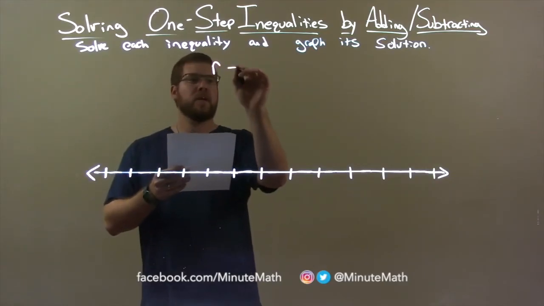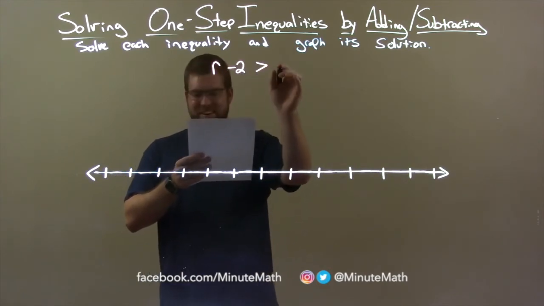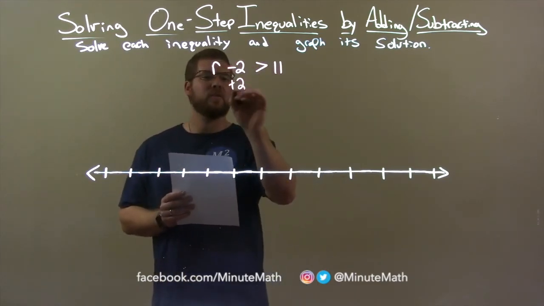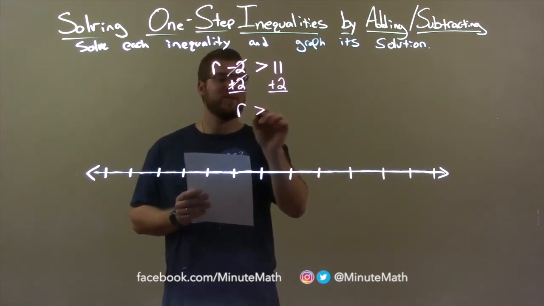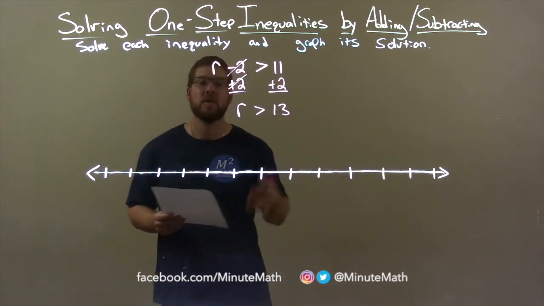Or sorry, r minus 2, not less than, it's greater than 11. All right? First step, I want to add 2 to both sides. That will get me r by itself, and it's still greater than, right? 11 plus 2 is 13. So now it's time to graph.